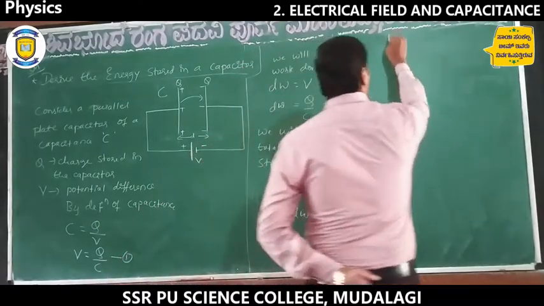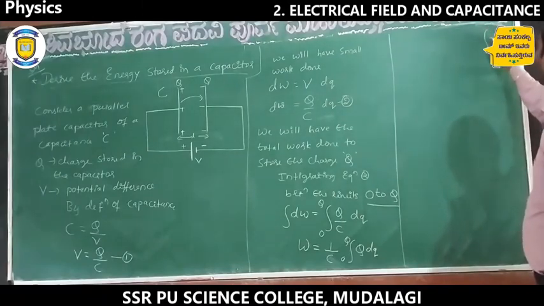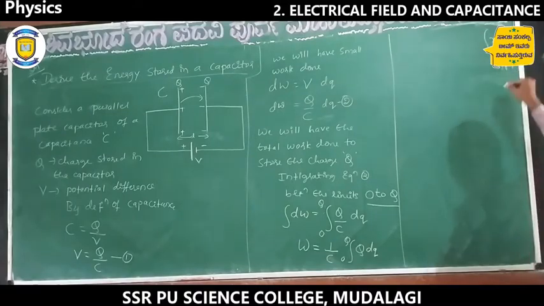Okay, the integration term is Q only. You know that the integration of x raised to n is x raised to n plus 1 divided by n plus 1. You already derived this. You already know this equation. It is a formula.